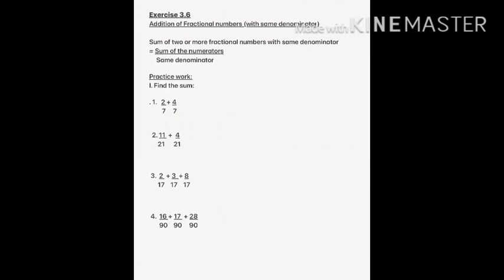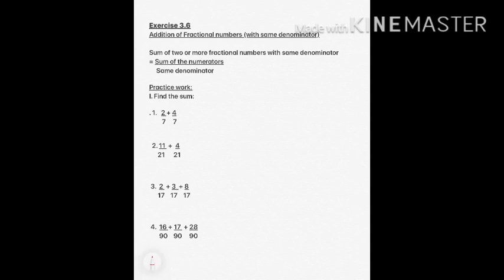All right, now moving ahead with the next topic, addition of fractional numbers. Addition of fractional numbers with the same denominator. That means these are what? These are like fractions. In like fractions, very simply you just have to take the common denominator, because both have 7. Take the common denominator and just add the numerators. This is the formula: sum of the numerators upon the same denominator.